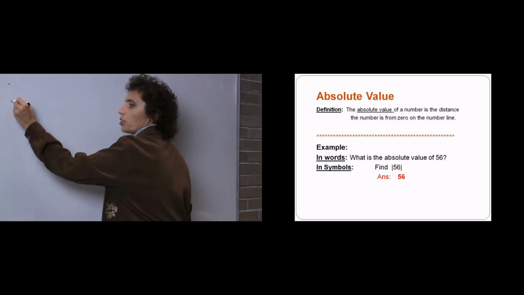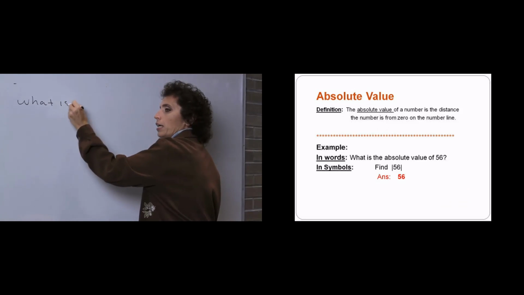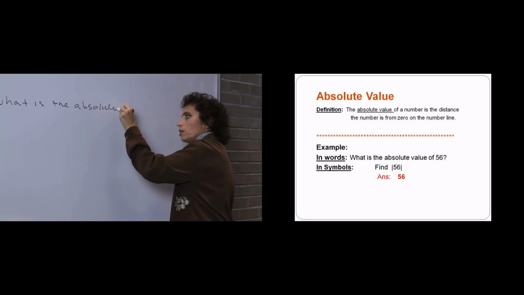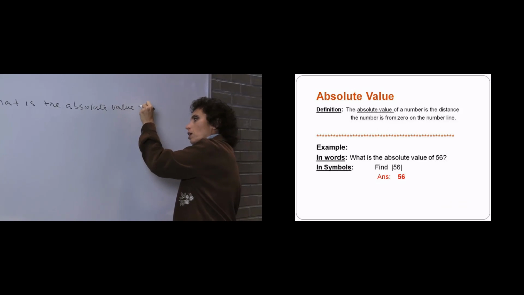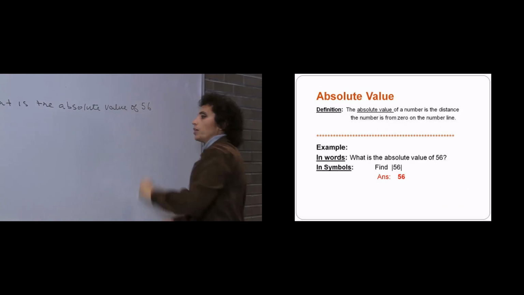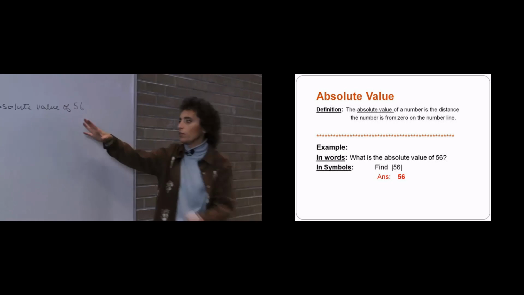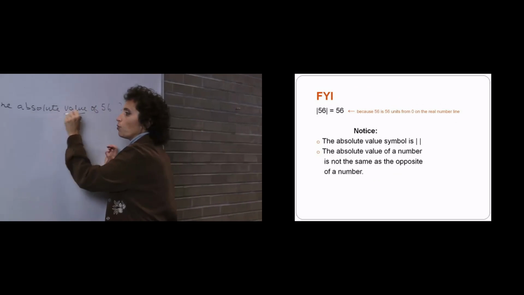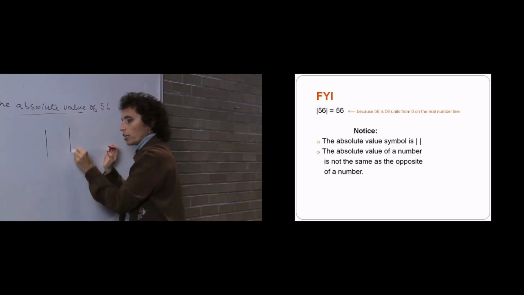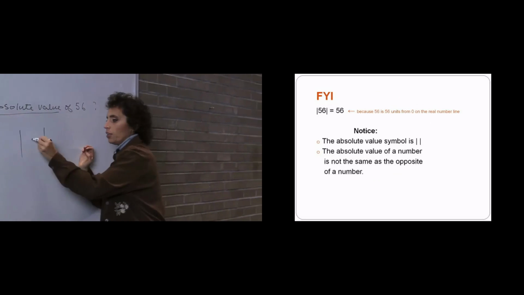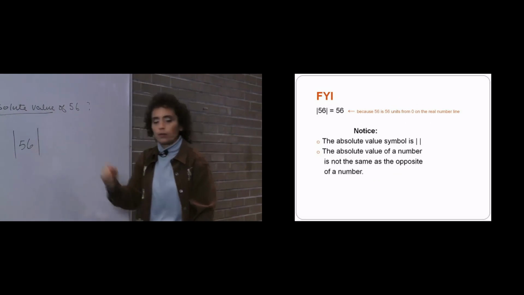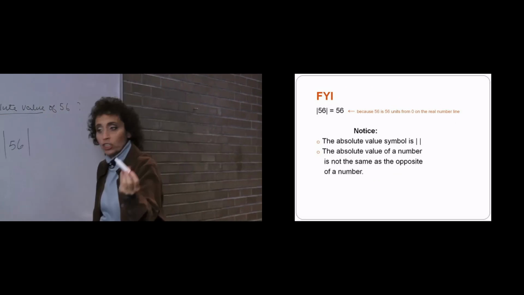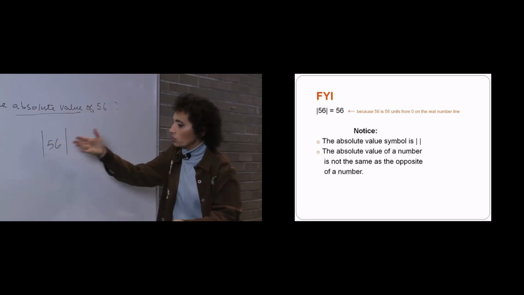So if I want to ask you what is the absolute value of 56, now you already know a math person would never do this. There's too many words here. So the absolute value has a symbol. The symbols are straight lines, okay? This says, what is the absolute value of 56? That is so much nicer than all this. This used up way too much ink. The absolute value of 56 just looks like that.